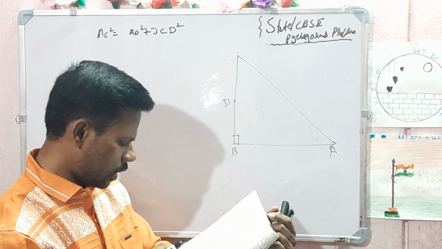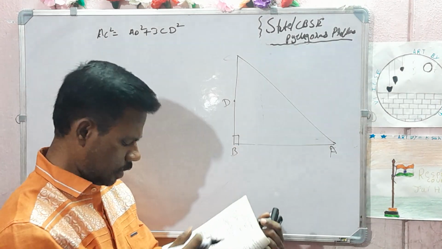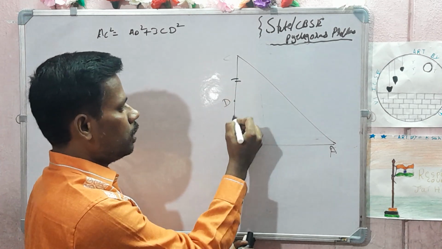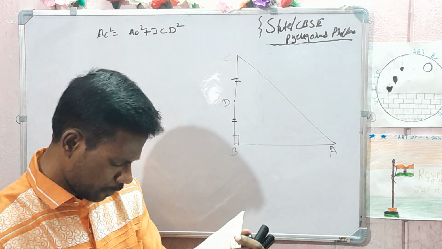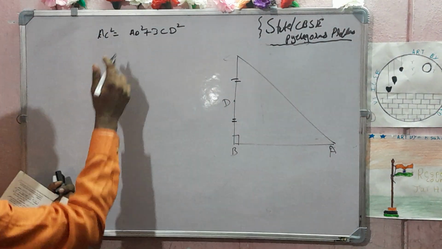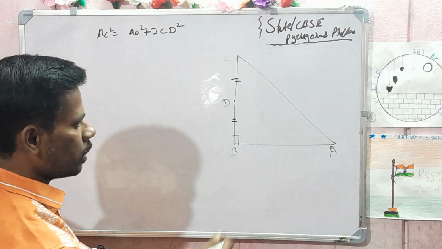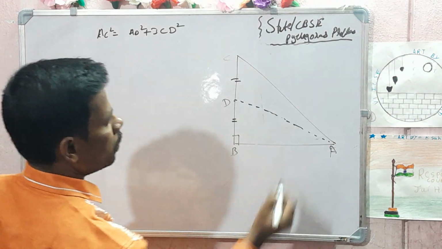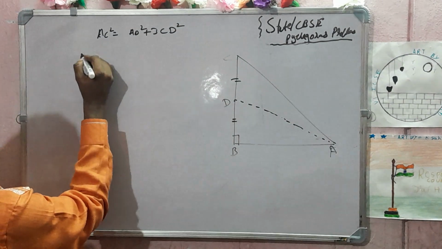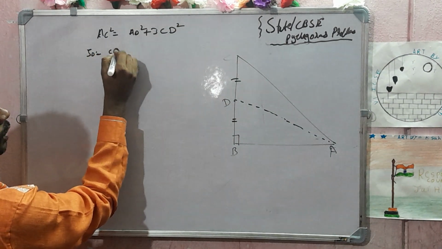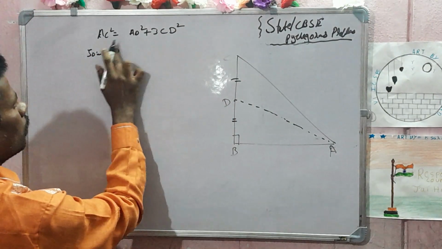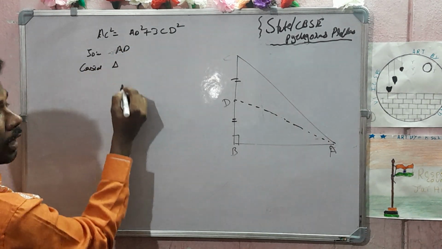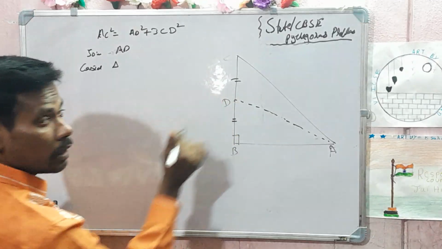So the question is clear. In triangle ABC, angle B is 90, right angled at B. D is the midpoint of BC. Prove that AC square is equal to AD square plus 3 times CD square. For this you need to join AD. Consider triangle ABD.